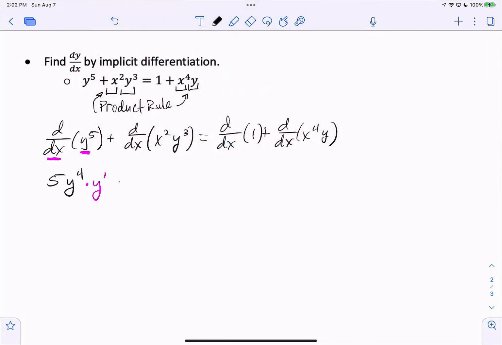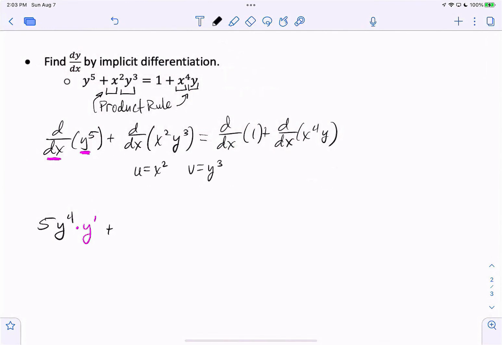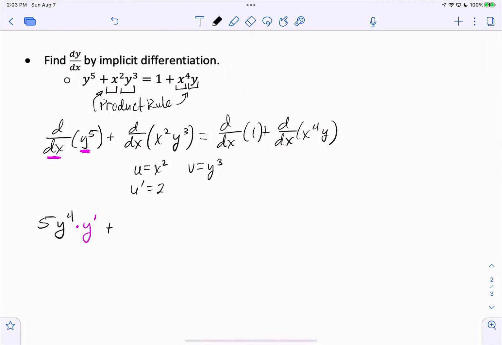In the next term, we have, like I said, we're going to use a product rule. So let me bring this down a little bit here. And here we're going to say that u is equal to x squared and v is equal to y cubed. u prime is then 2x. Now, we're going to write it as v prime, but we are differentiating with respect to x. Therefore, we're going to do what we just did: 3y squared times y prime. That's our v prime. Applying the product rule, we have u prime v plus u v prime. And so that's going to look like 2xy cubed plus 3x squared y prime.